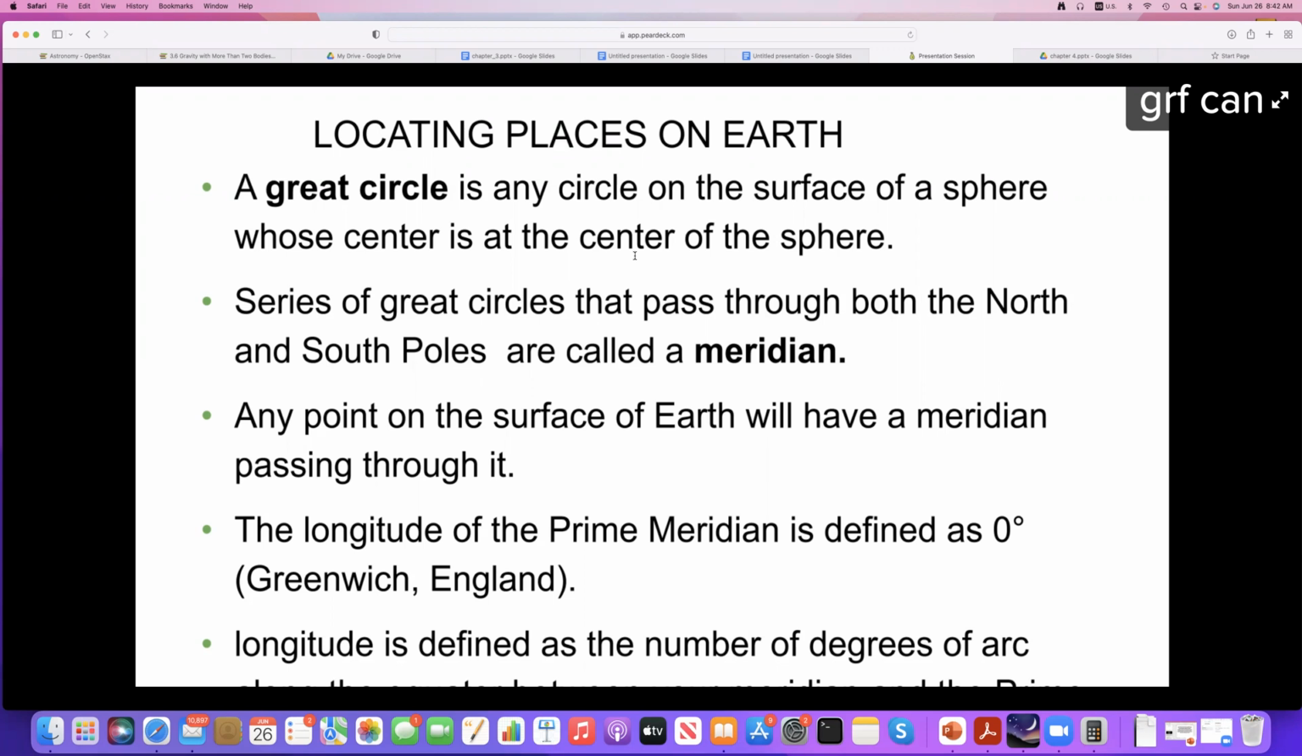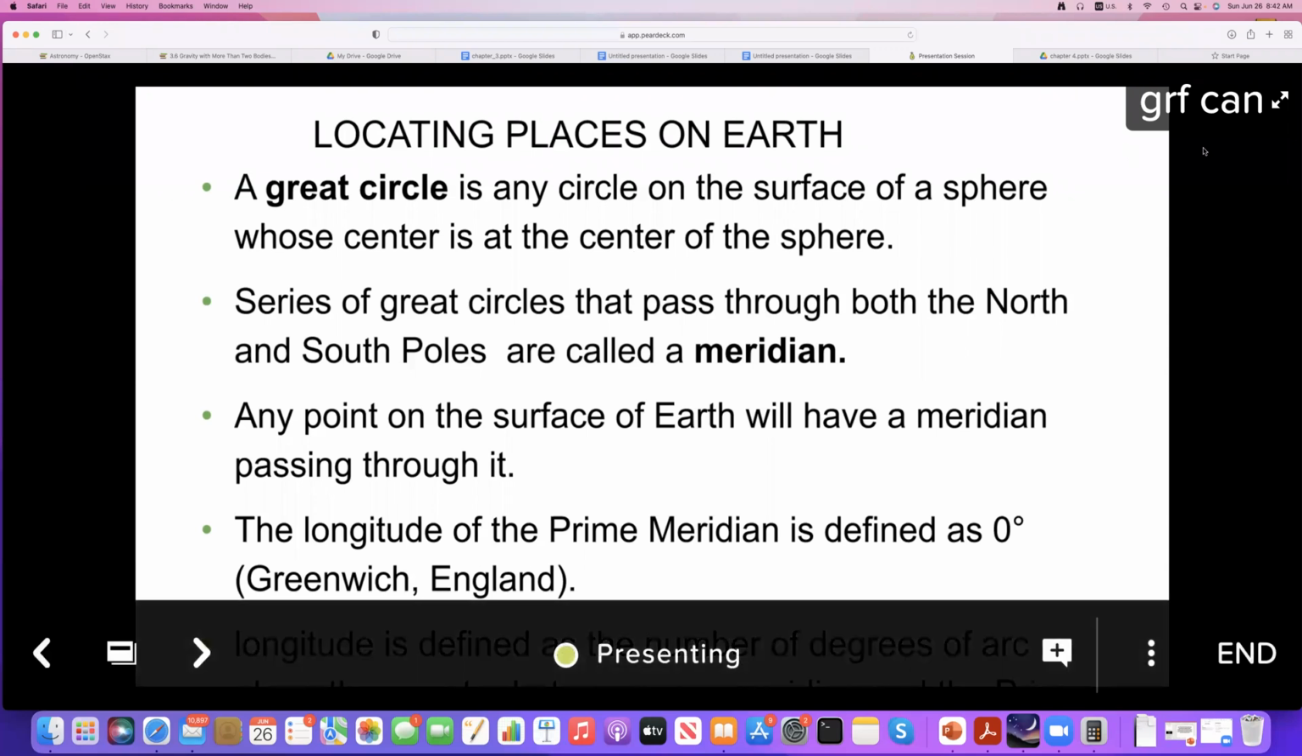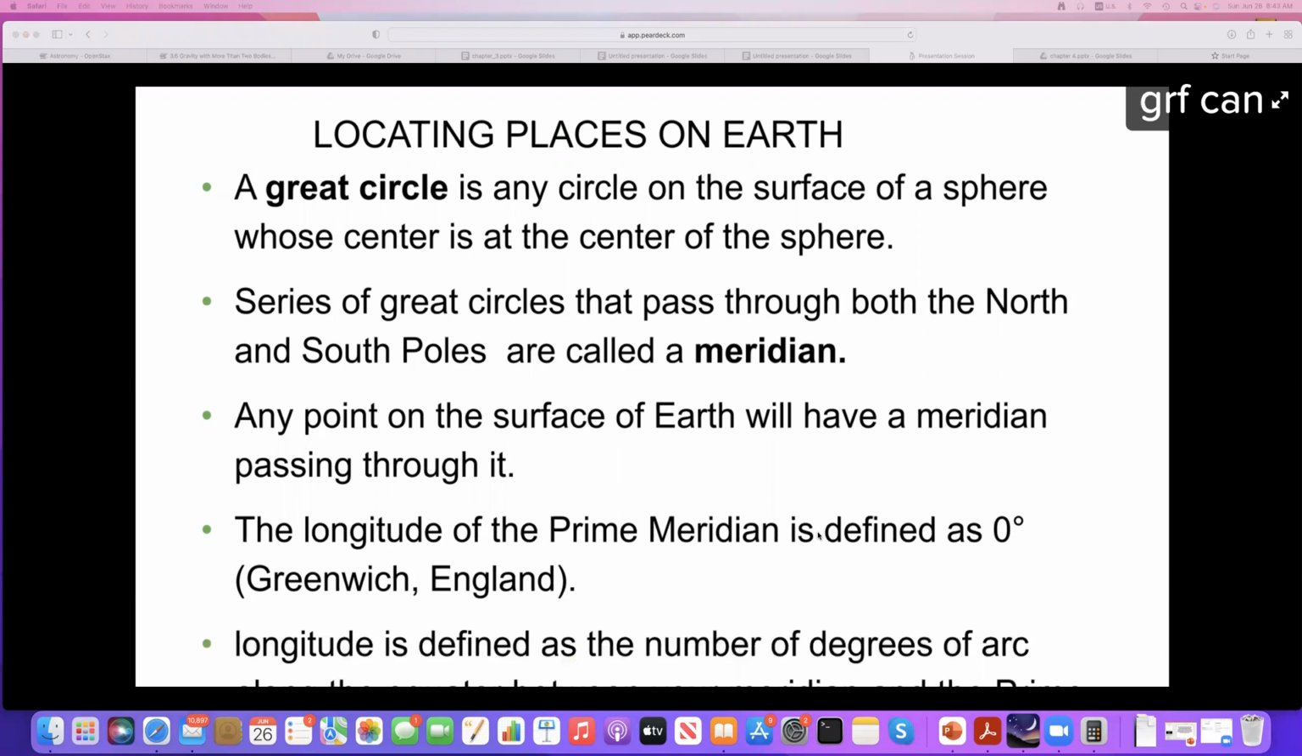Now, all of us know that even Google Maps uses longitudes and latitudes, right? For longitudes, we use the prime meridian. The longitude of the prime meridian is defined as 0 degrees. The particular place is Greenwich, England. I think this last part you cannot see it, but I will explain what that means. I will upload this presentation, right?